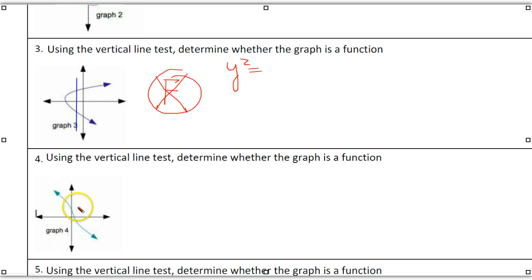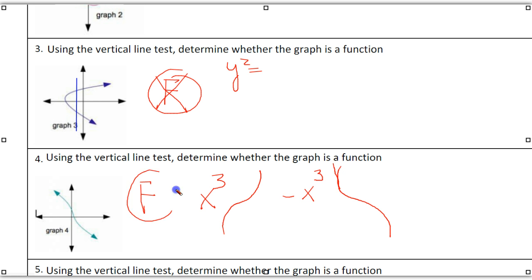All right, how about this one? Now notice the shape of it. If it were x to the third, it would look like this. This one is looking like this, and maybe a little off like that. This is a negative x to the third shape. Does this pass the vertical line test? And the answer is yes, it is a function.